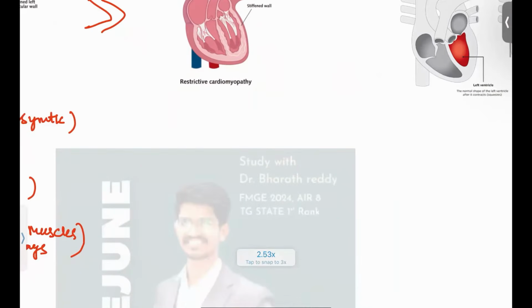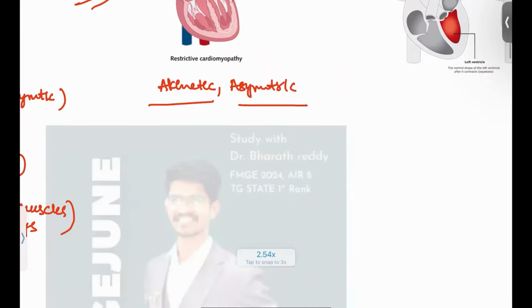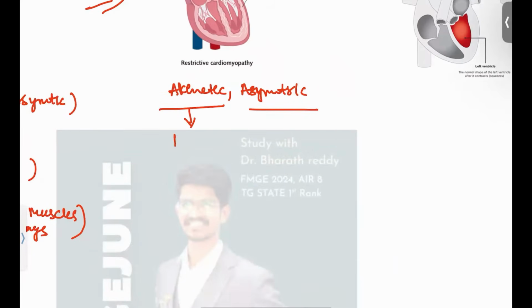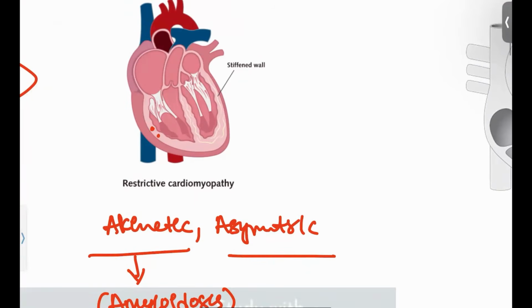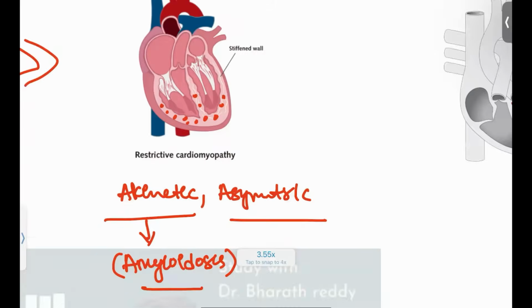Next, moving on to restrictive cardiomyopathy. Restrictive cardiomyopathy will be akinetic and asymmetric. Okay, why this akinetic or asymmetric condition? In the akinetic, it is due to causes like amyloidosis. What is amyloidosis, guys? We all know that amyloidosis is a type of amyloid protein that is deposited in the tissues. If it is deposited in the tissues, the entire heart will be unable to pump the blood. So this leads to the akinetic mechanism.